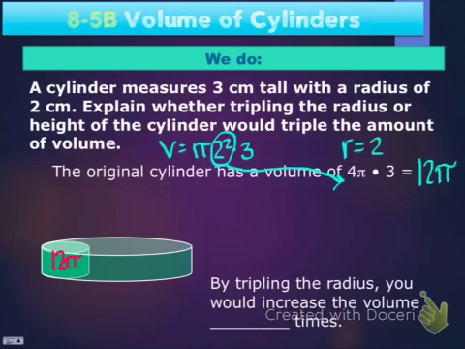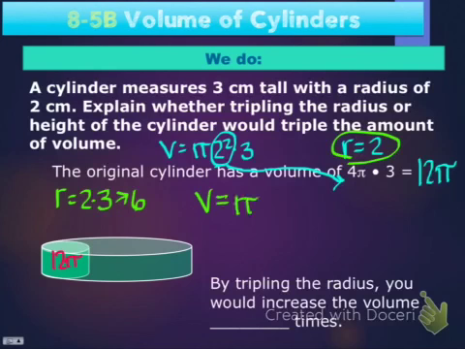Now, to triple our radius, we're going to take our radius that's original, our measurement of 2, and we're going to triple that. So we're going to do radius equals 2 times 3 because we're going to triple it. So 2 times 3 is going to turn it into 6. So now instead of 2, we're going to use 6 in our equation. So volume equals pi r squared. This time our r is 6, and our height is still 3. When we square 6, we get 36. And when we multiply that out, we get 108 pi.